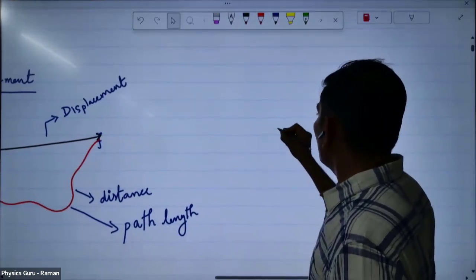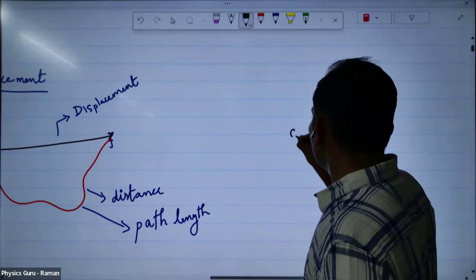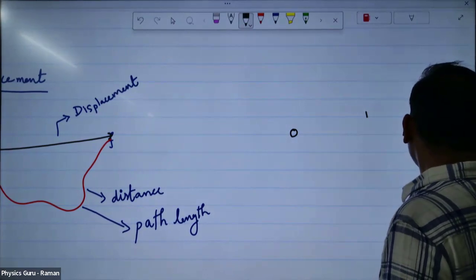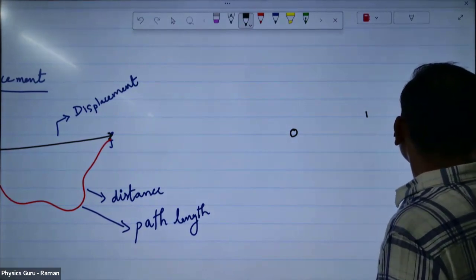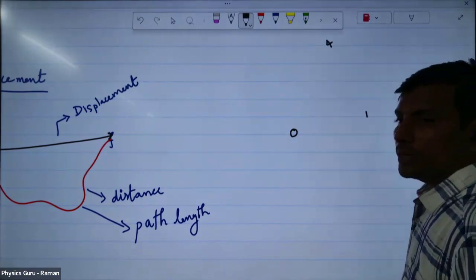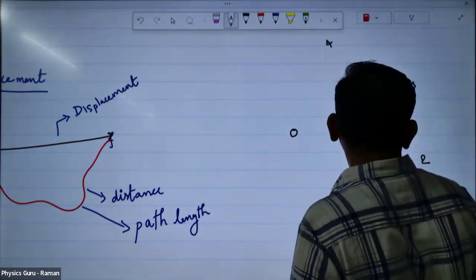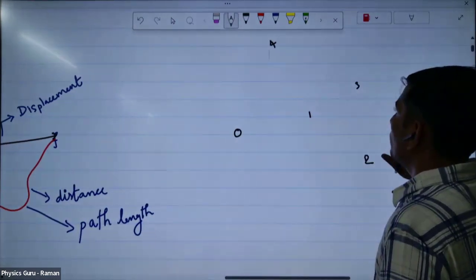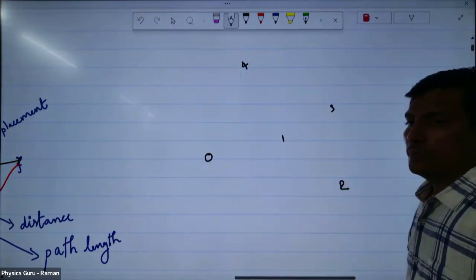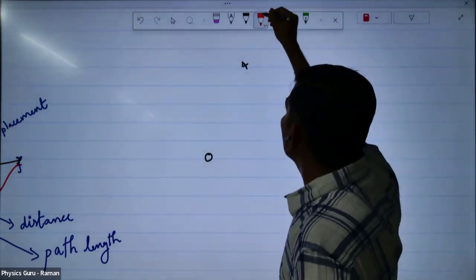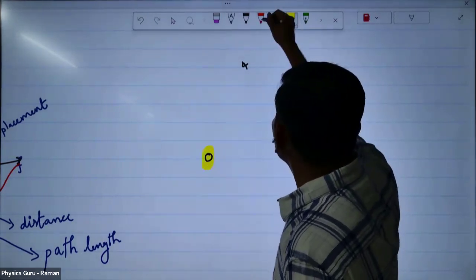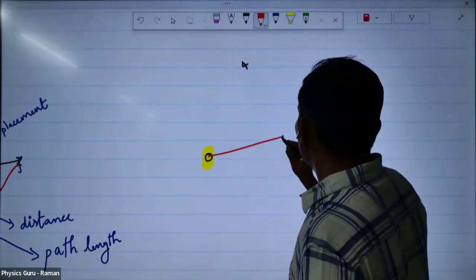So let's imagine a body starts from the origin. First, it goes to point 1, then it goes to point 2, then it goes to point 3, then it goes to point 4. Randomly I have marked a few points and I try to find the displacement here. I have randomly marked the 4 points. Now let's imagine this particle is starting from the origin, and first it goes to point 1.